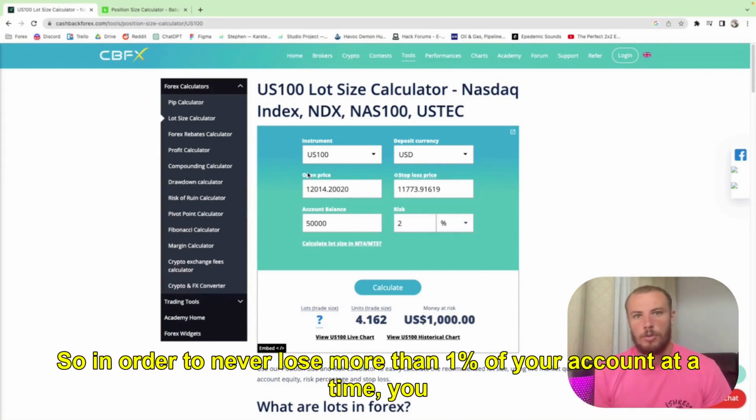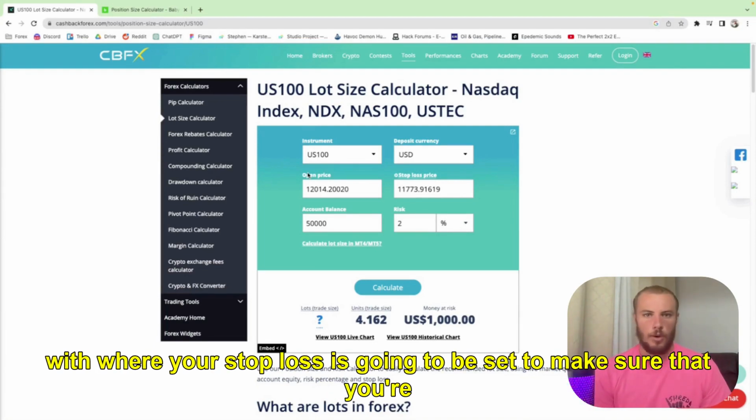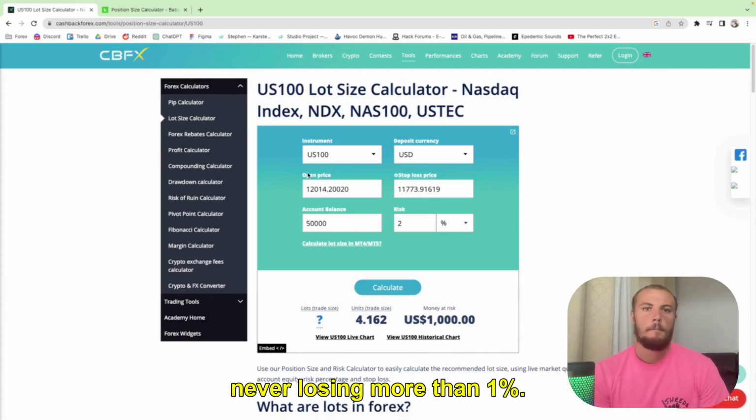So in order to never lose more than 1% of your account at a time, you need to be able to calculate how many lots you're going to purchase with where your stop loss is going to be set, to make sure that you're never losing more than 1%.